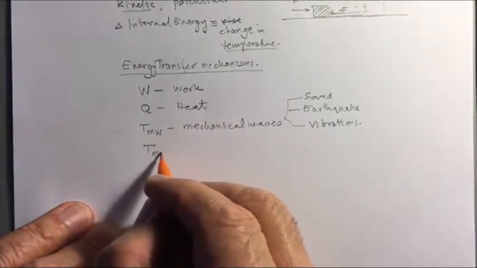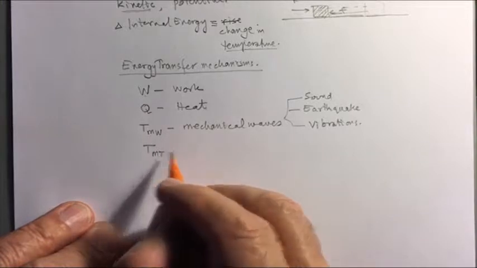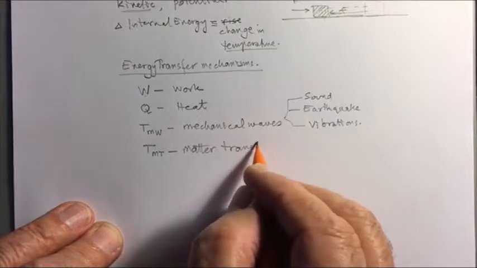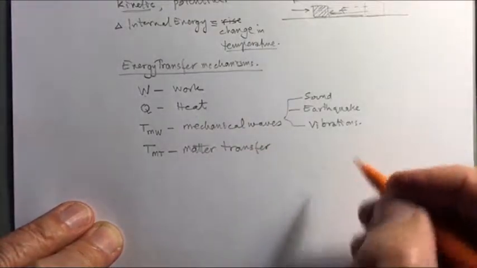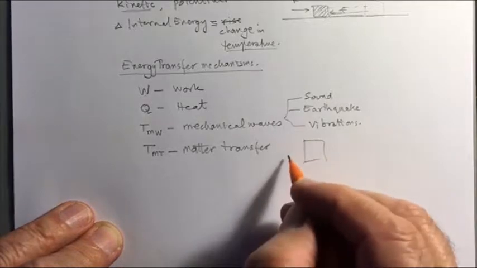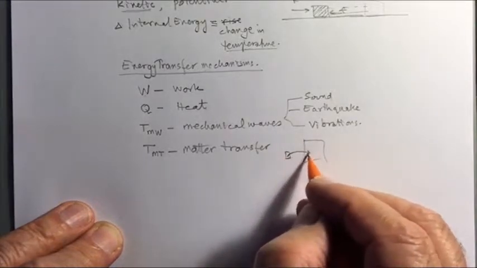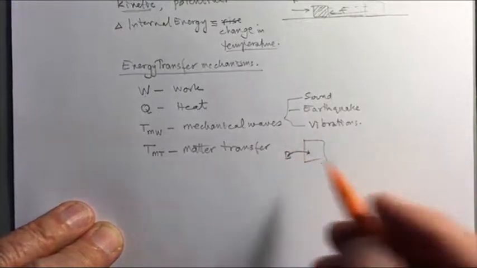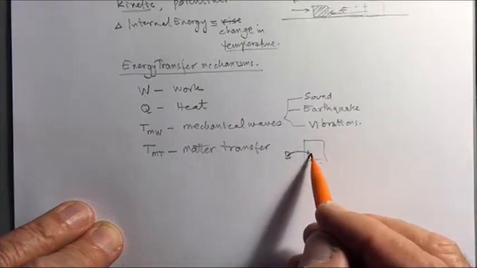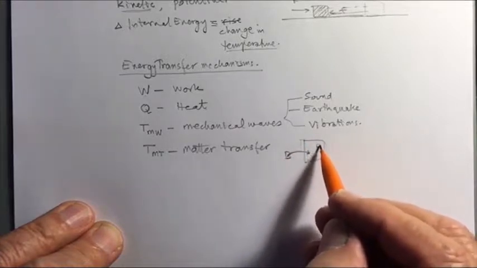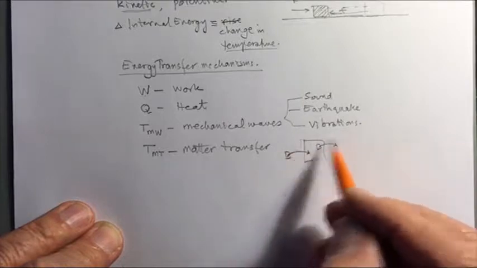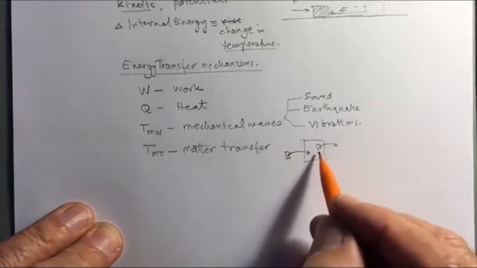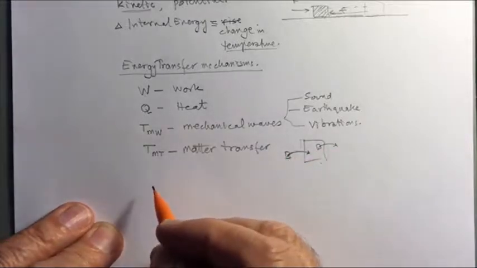Then we have matter transfer. So, transfer of energy through matter. If you have your system here and a mass enters this system, it will bring with it some internal energy, some kinetic energy, and maybe potential energy. Whatever it brings with it, that adds into the system. Or if some mass leaves it, well, then that's a decrease in its energy. So matter transfer brings with it or takes away with it some energy.